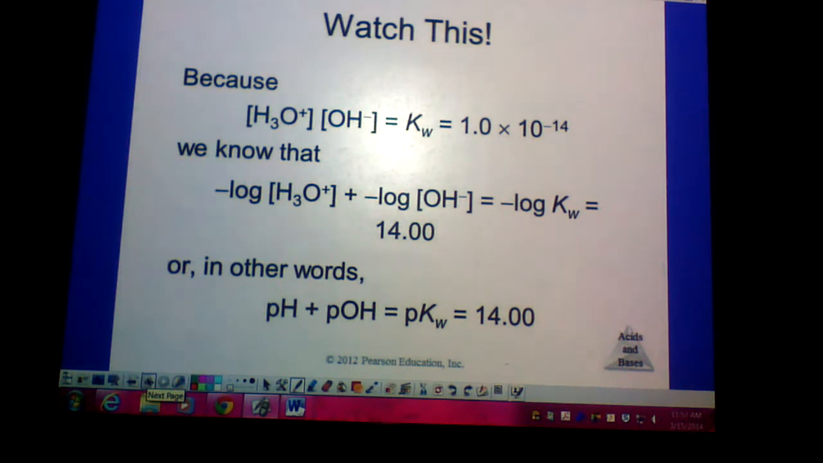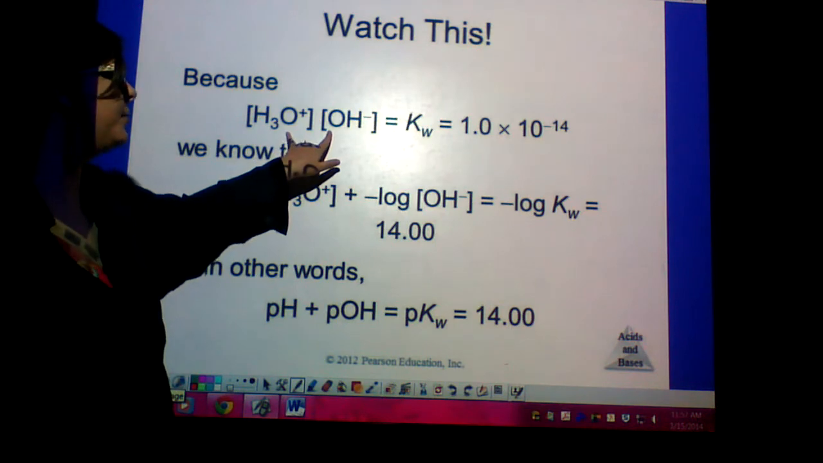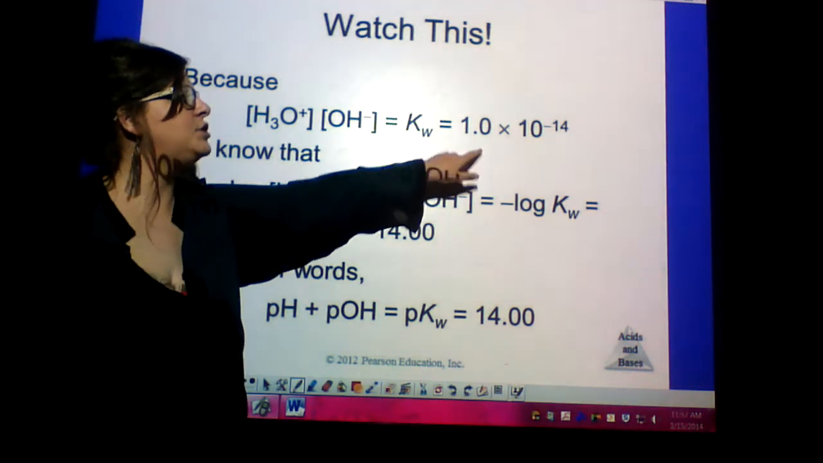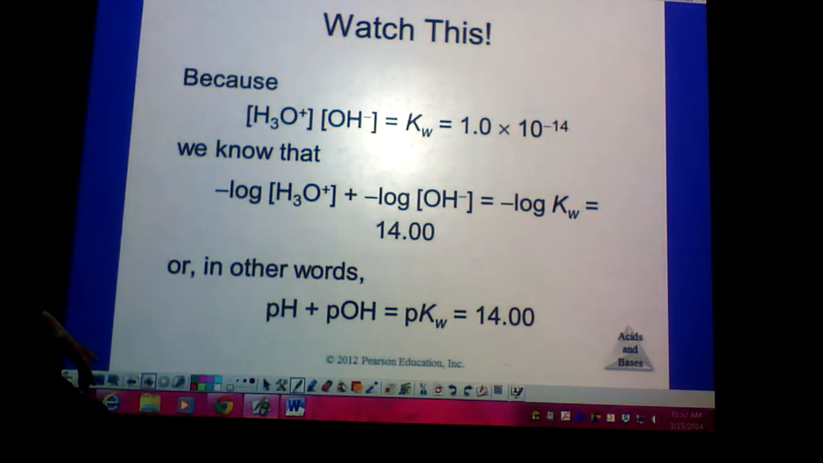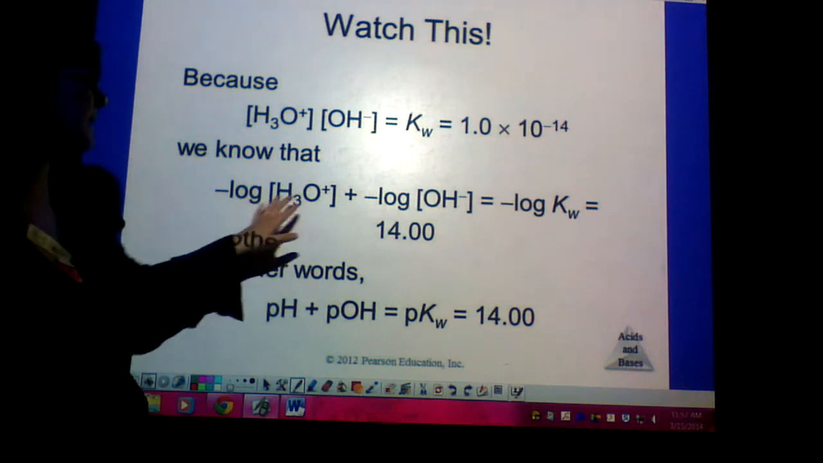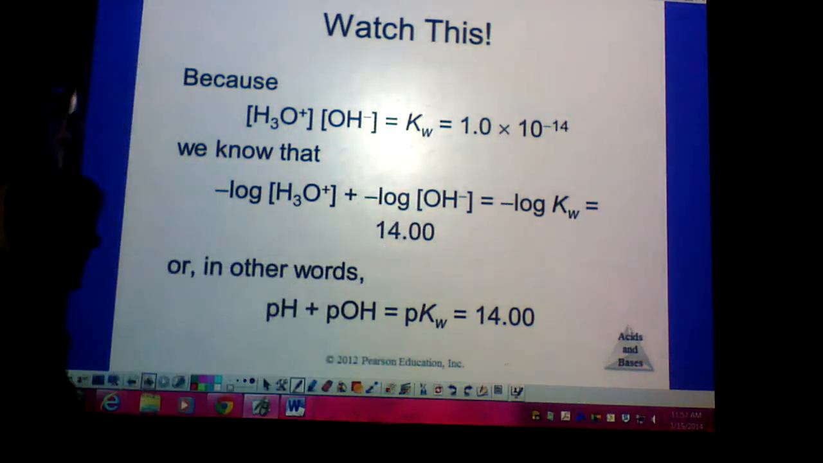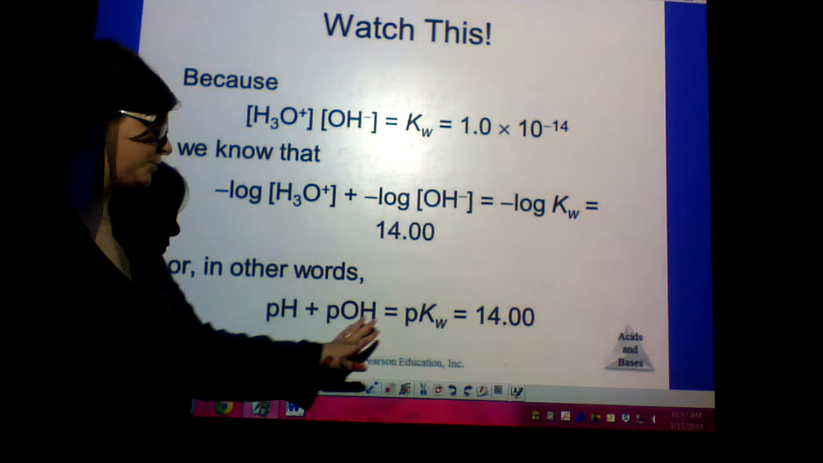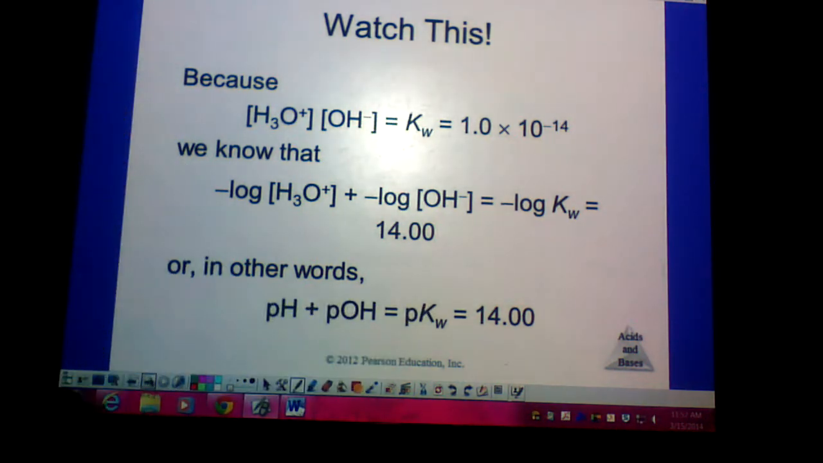Okay, so what we just did on this last example, because I know that the product of these two equals Kw, which equals 1 times 10 to the negative 14th, I know that if I took the negative log of both of them, it's going to give me 14. So I could say pH plus pOH is just going to be equal to 14.